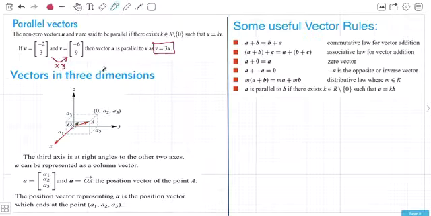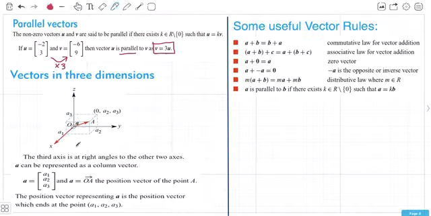And in terms of what that means for these vectors, it means first of all that v is 3 times as big as u, but it also means that these vectors are parallel. So the vectors are parallel because they're both going in the same direction. The next thing that I wanted to look at is vectors in 3 dimensions.